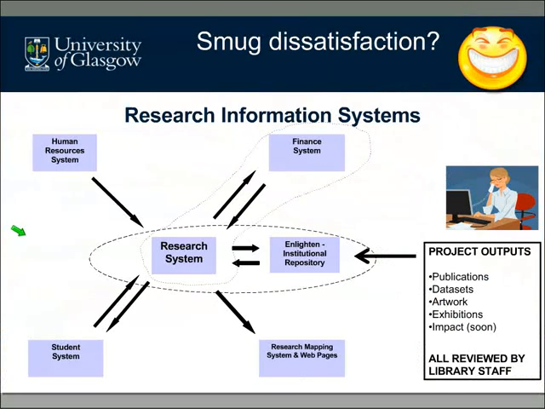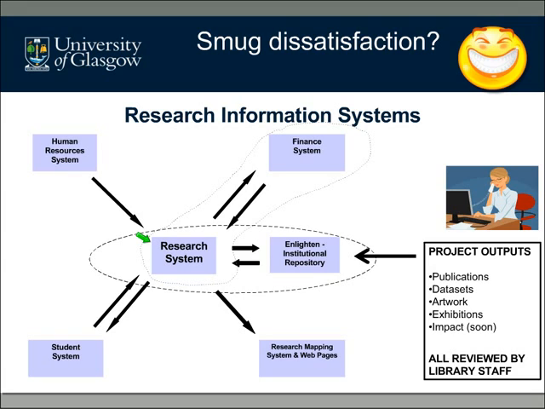Okay, so this is just a sketchy picture that I've used many times of our systems at Glasgow, and we're reasonably smug that we've got nicely joined up systems. You can see we've got our various core systems linked together, and the dotted line in the middle, round about the research system and the Enlighten Institutional Repository, which is our EPrints repository, indicates that in 2010 we brought our repository into the fold of the core systems and linked that in with our research system. So that's something we did a number of years ago.